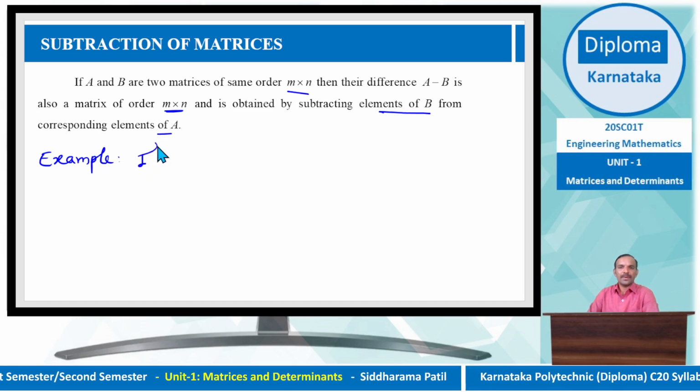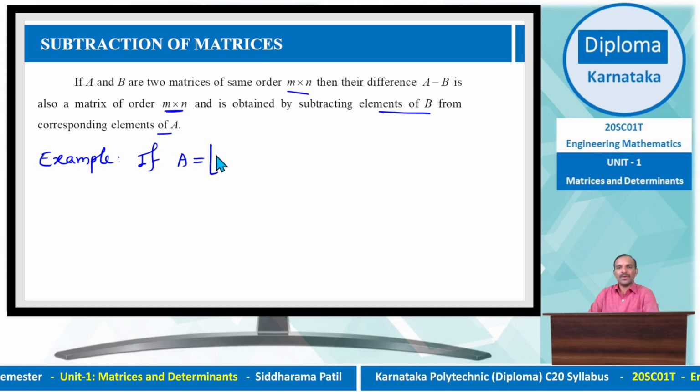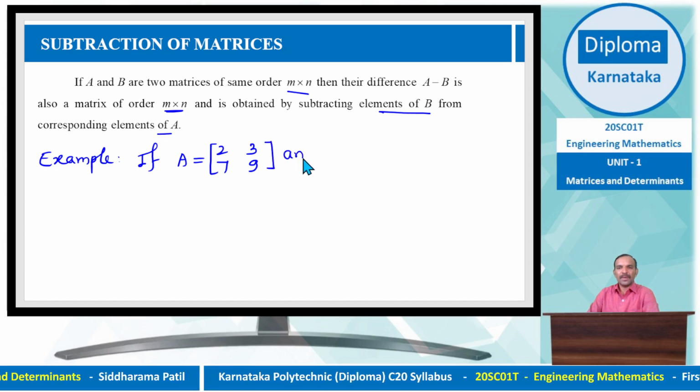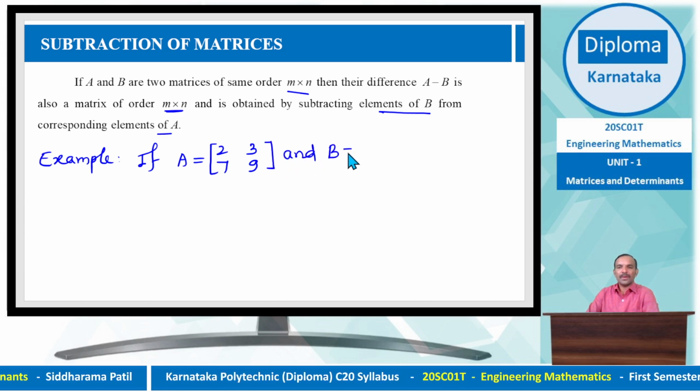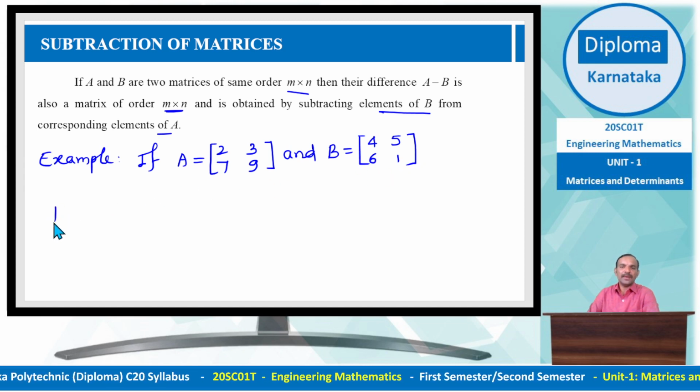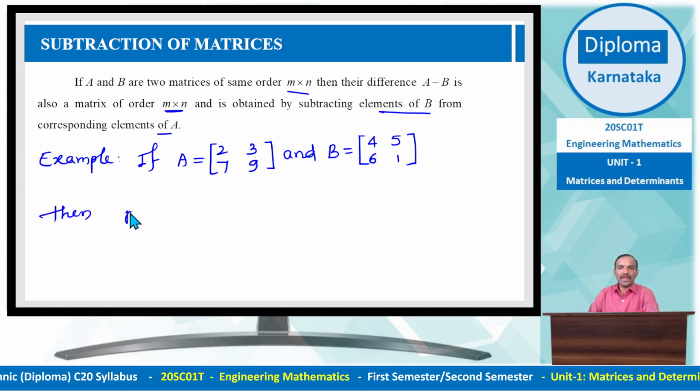If you consider an example, if A equal to 2, 3, 7, 9 and B equal to 4, 5, 6, 1, then what is A minus B?